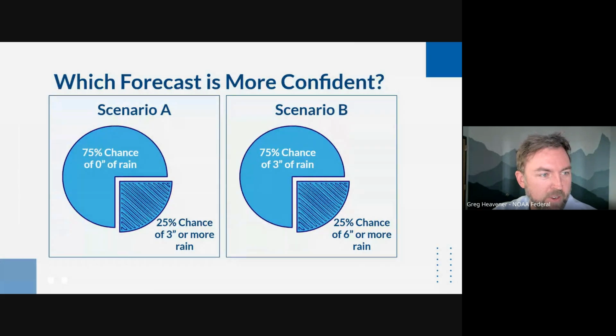All right, so as we dive into the next little part before we get to Kevin's fun activity, I'm still frozen. My goodness, I don't know what's going on here. Question for you all in the audience. What do you think is the more confident forecast scenario? Scenario A or scenario B?